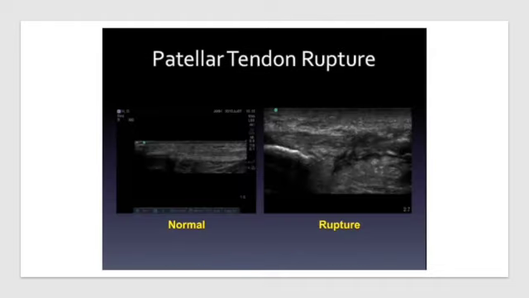Now here's a patellar tendon rupture. Obviously a normal patellar tendon is going to look like what we see on the left hand side of the screen. We see a nice white line that is hyperechoic. On the right side, it looks like a mess. You know, we can see a lot of disruption happening mid-substance of the tissue there.